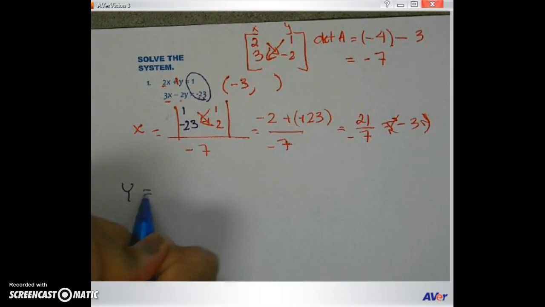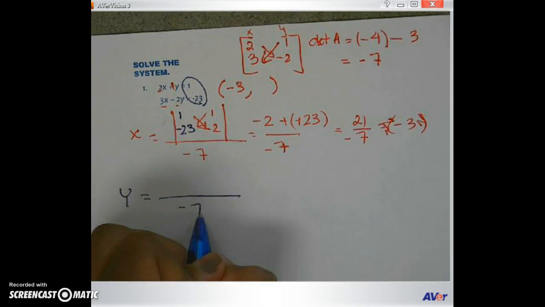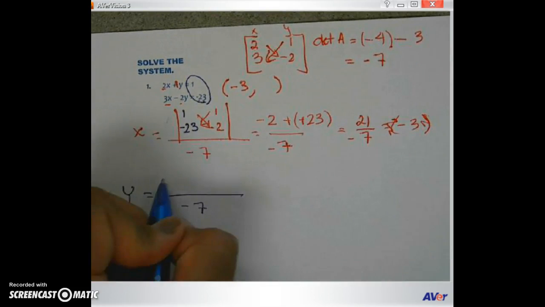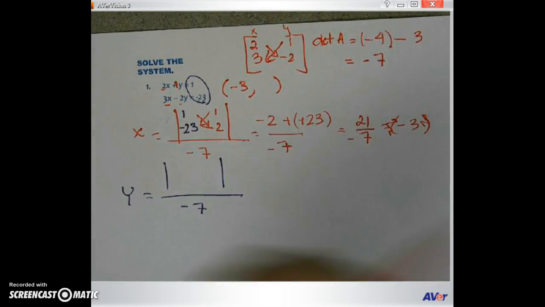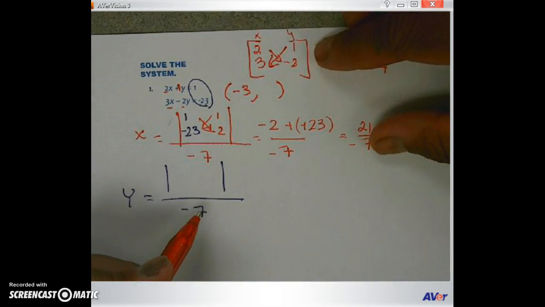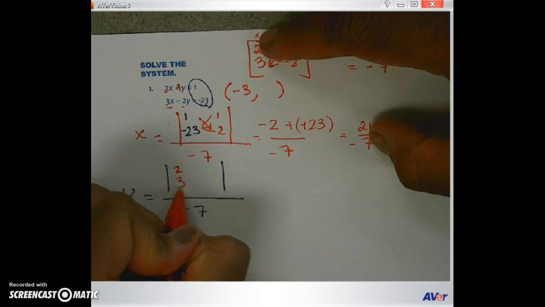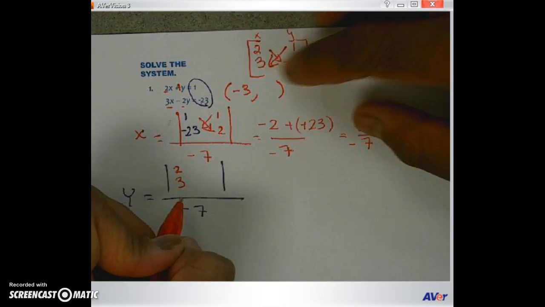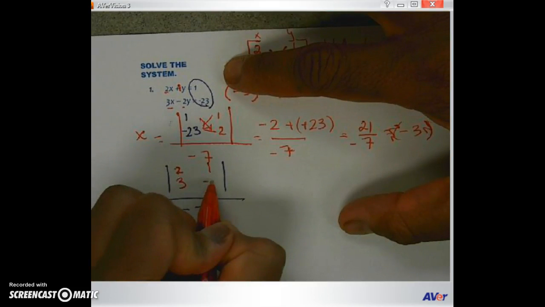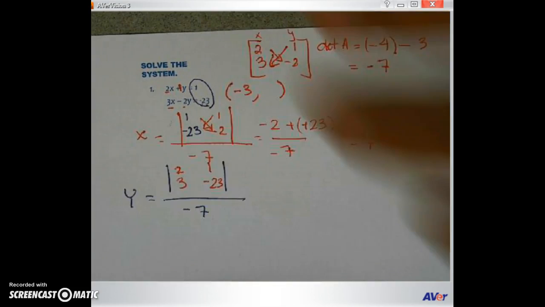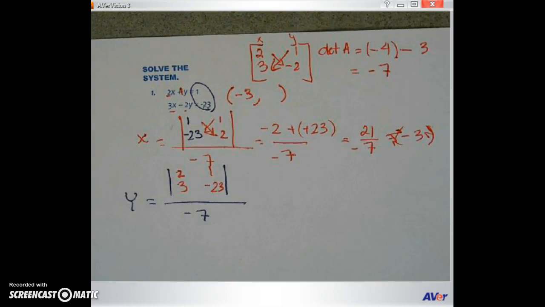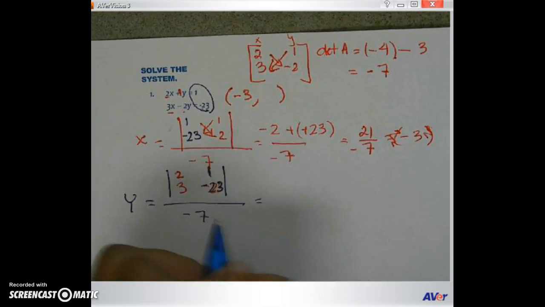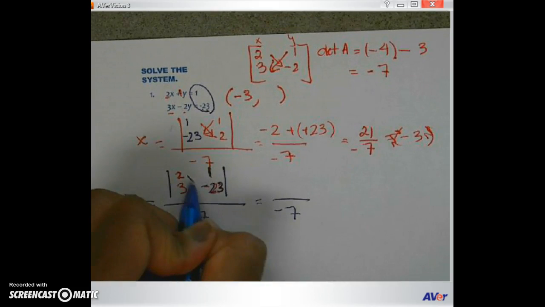And so to do that, I know that y is equal to that same negative 7, the determinant of A, the coefficient matrix, on the bottom. Now on top, go back to your coefficient matrix. This 2, 3 now gets to stay the same, but now if I'm looking for the y, I'm going to replace the y coefficients with my solution column, 1, negative 23. And I'll find the determinant of that, and I have negative 7, cross multiplying.